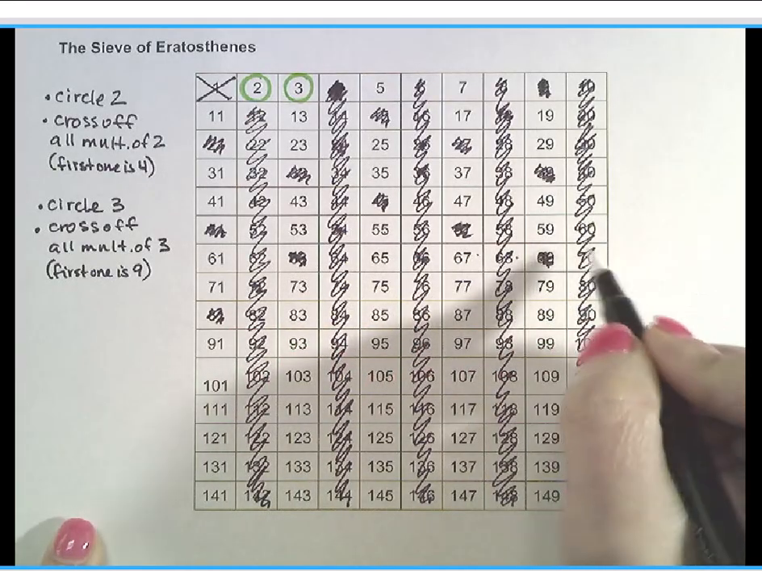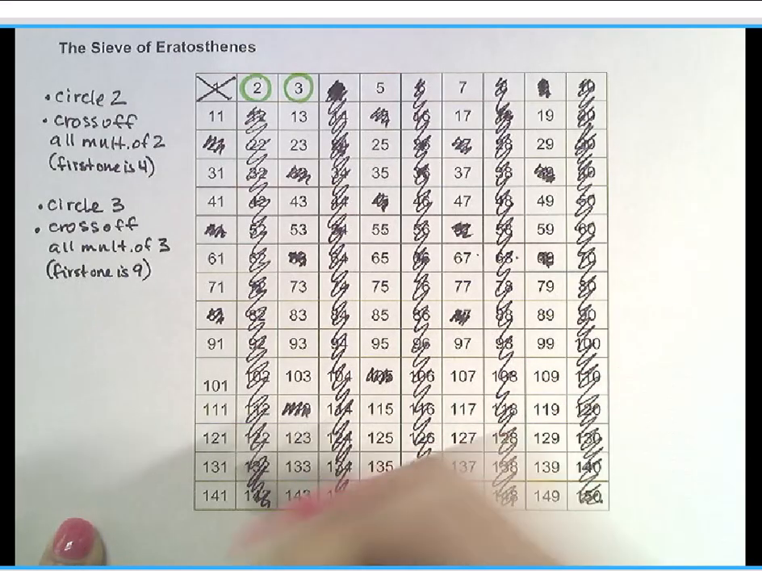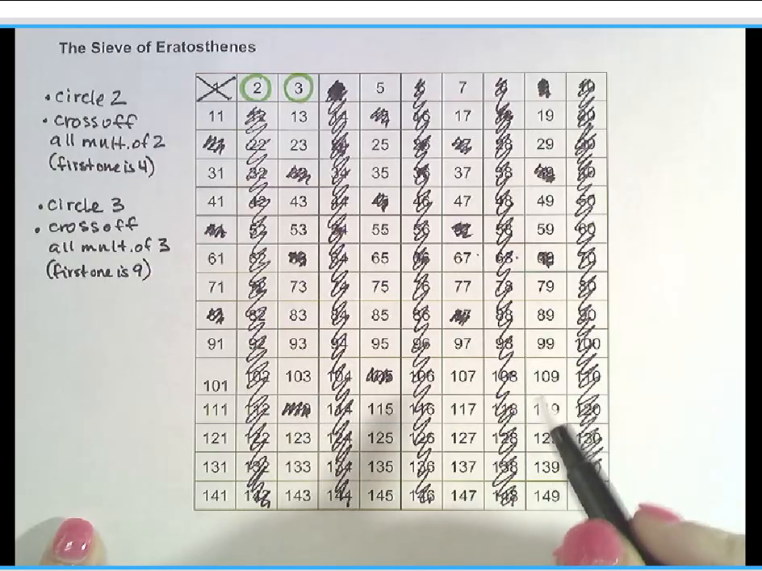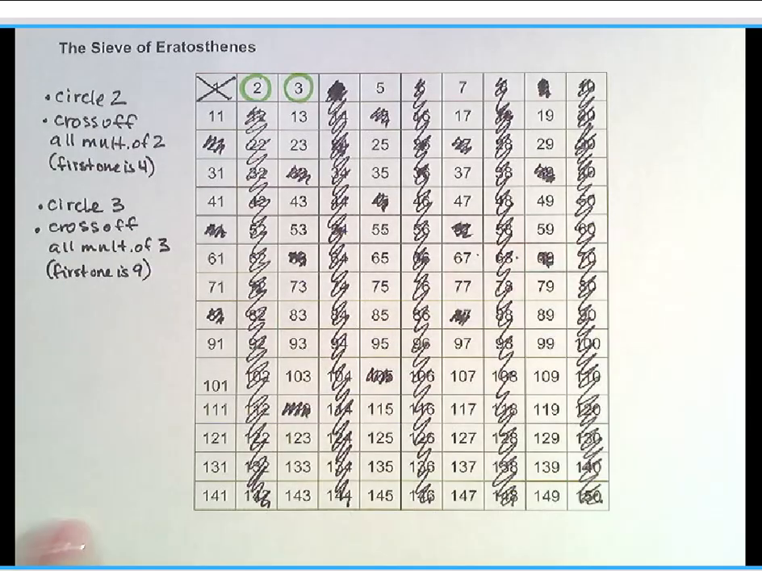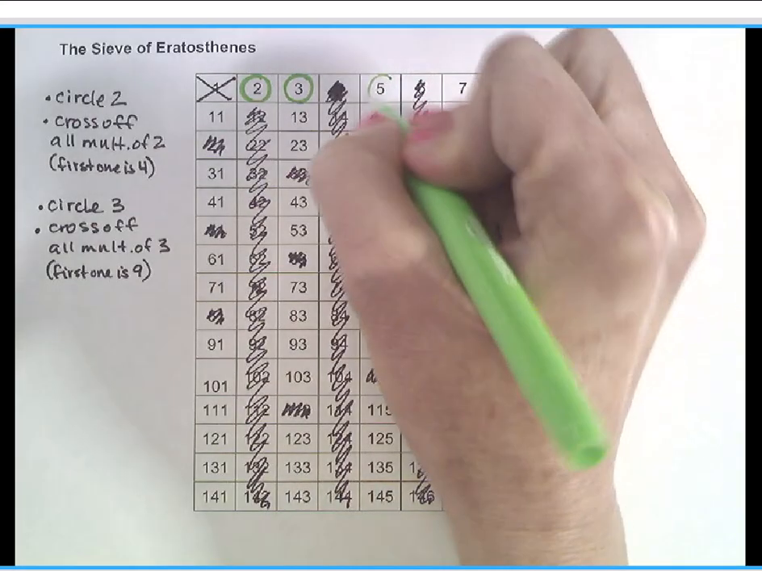and you go through and you cross off all of these. Oh wait, that might not have been the right one. Anyway, you cross off all the multiples of 3. I'm going to spare you all the details. Then we go to the next one, it's 5.